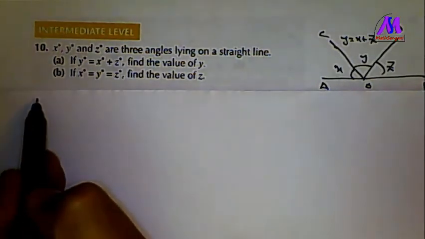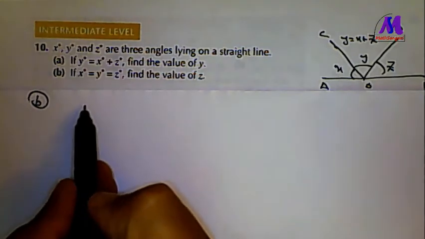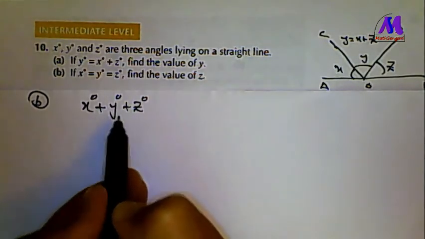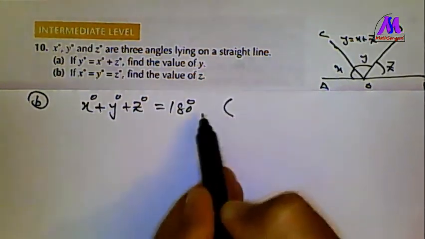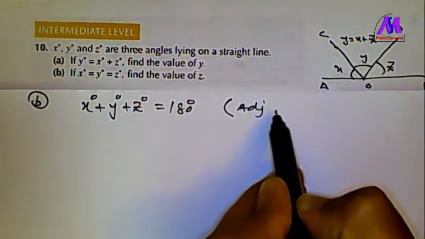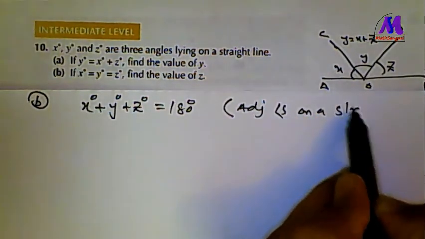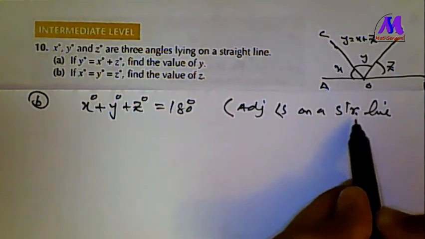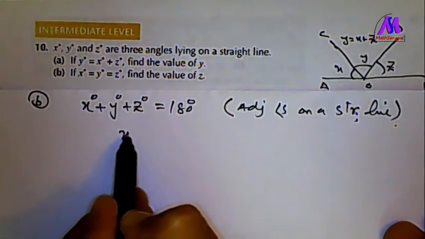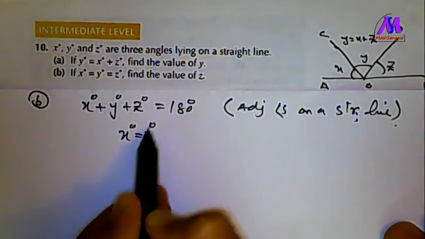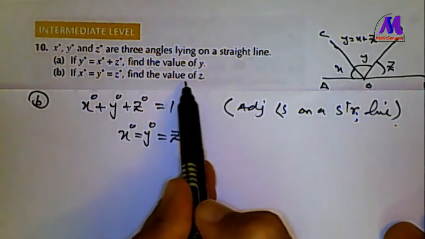Now part B. Here it is already given that the sum of angles x, y, z will be equal to 180 degrees, because they are adjacent angles on a straight line. Mention it. But the given condition is that x degree will be equal to y degree will be equal to z degree, and we have to find the value of z.